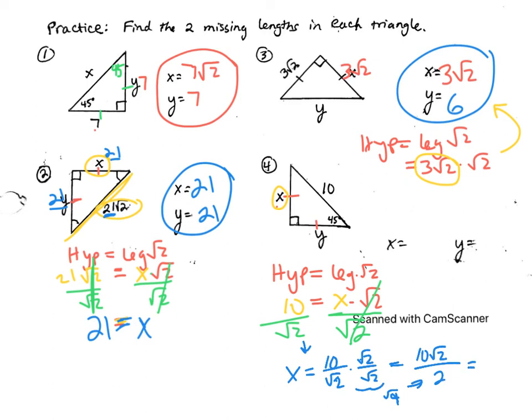And I'm almost done, but 10 radical 2 divided by 2, I can simplify that. The 10 and the 2 can divide, since those are both outside the radical, and that gives me a 5 over 1, which is the same as 10 over 2. So my final answer here is going to be 5 radical 2.